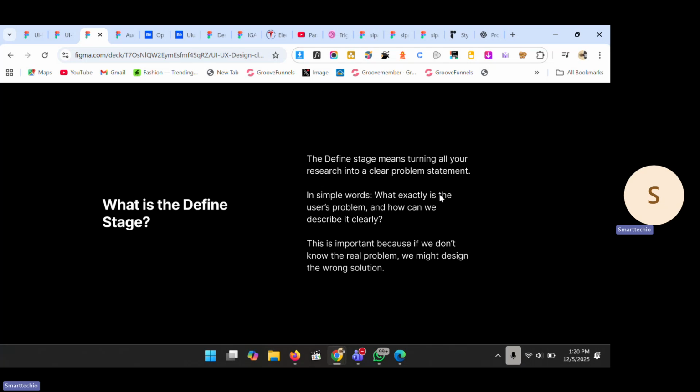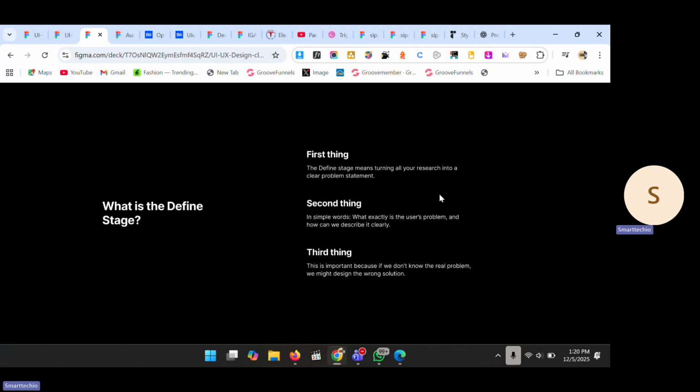So why is this important? The define stage is important because if you don't know the real problem, we might design the wrong solution for your users. By knowing the exact problem, the root problem they're having, you'll be able to ideate the exact solutions to the problem they're having. So the first thing about the define stage is turning all your research into a clear problem statement.